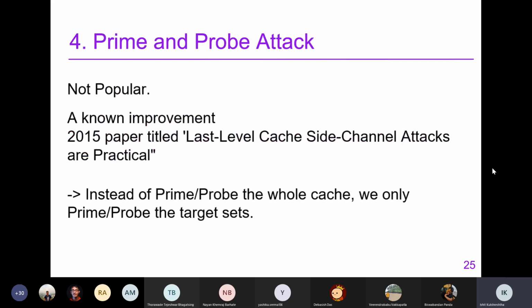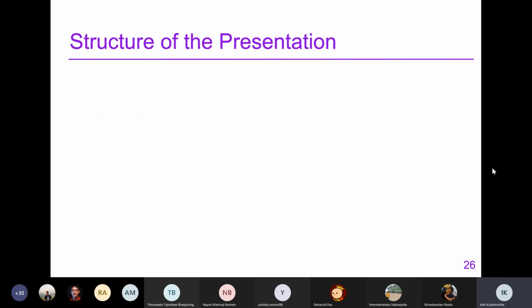That is why I'm presenting this paper, but a known improvement that has been used in this paper was also mentioned in a 2015 paper called "Last-Level Cache Side-Channel Attacks Are Practical". It basically said that you don't prime and probe the whole cache, only the target sets, so it would be faster. This has been used in the paper that we would discuss. Therefore, we would only discuss priming and probing only a set and not the whole cache.